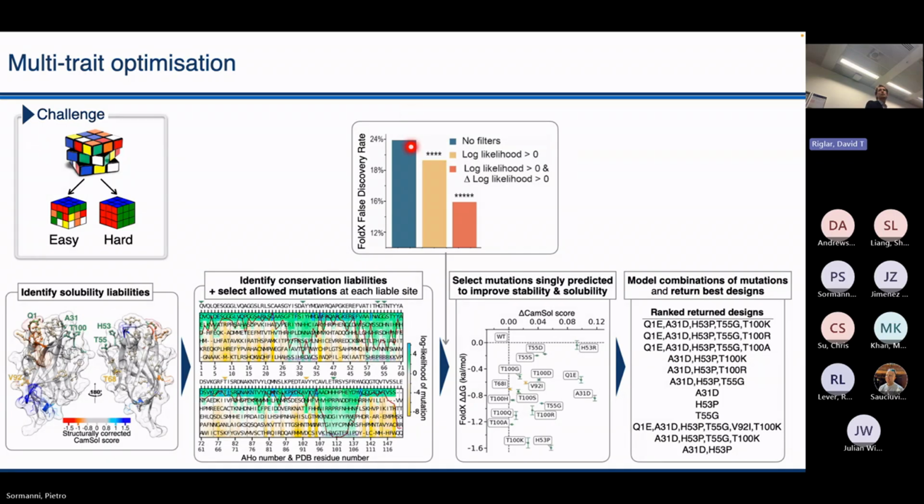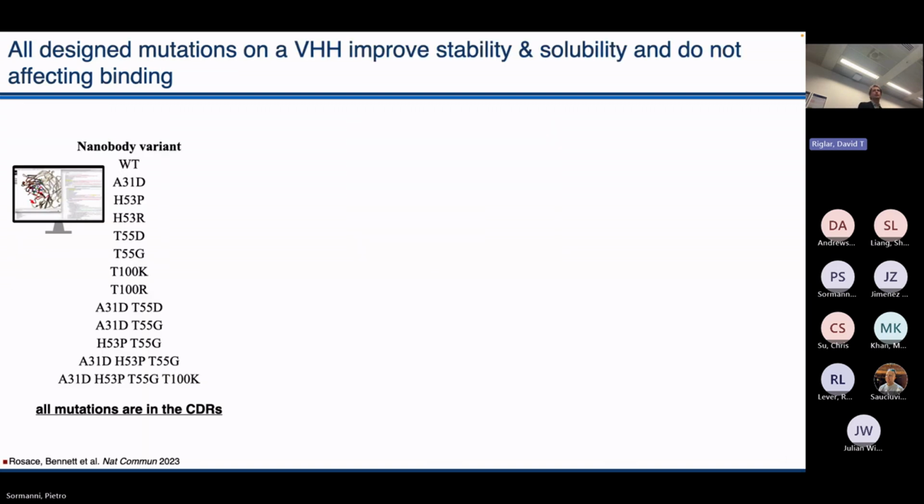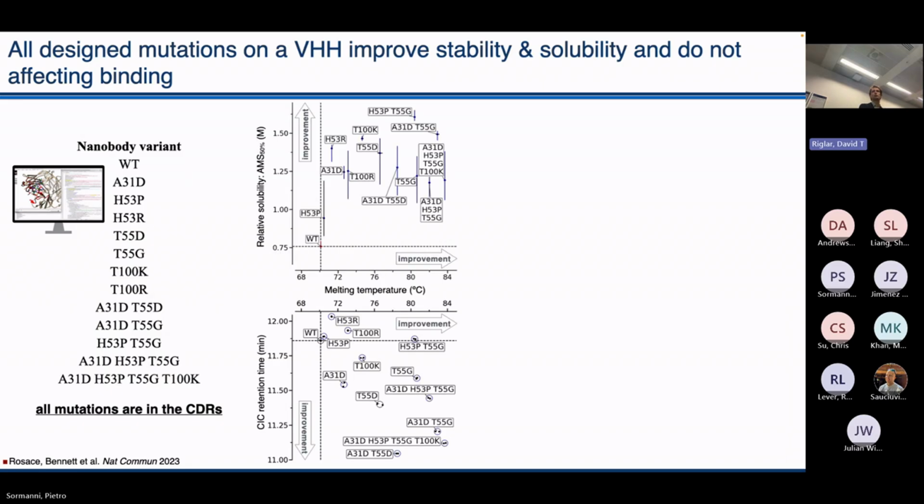But when you ground the state, so when you look only at those that also improve this log likelihood, then you get a lot lower false discovery rate, which is very important because then you can go to the lab much more confidently. And this is what we did. So these are the mutations we selected, or combinations.